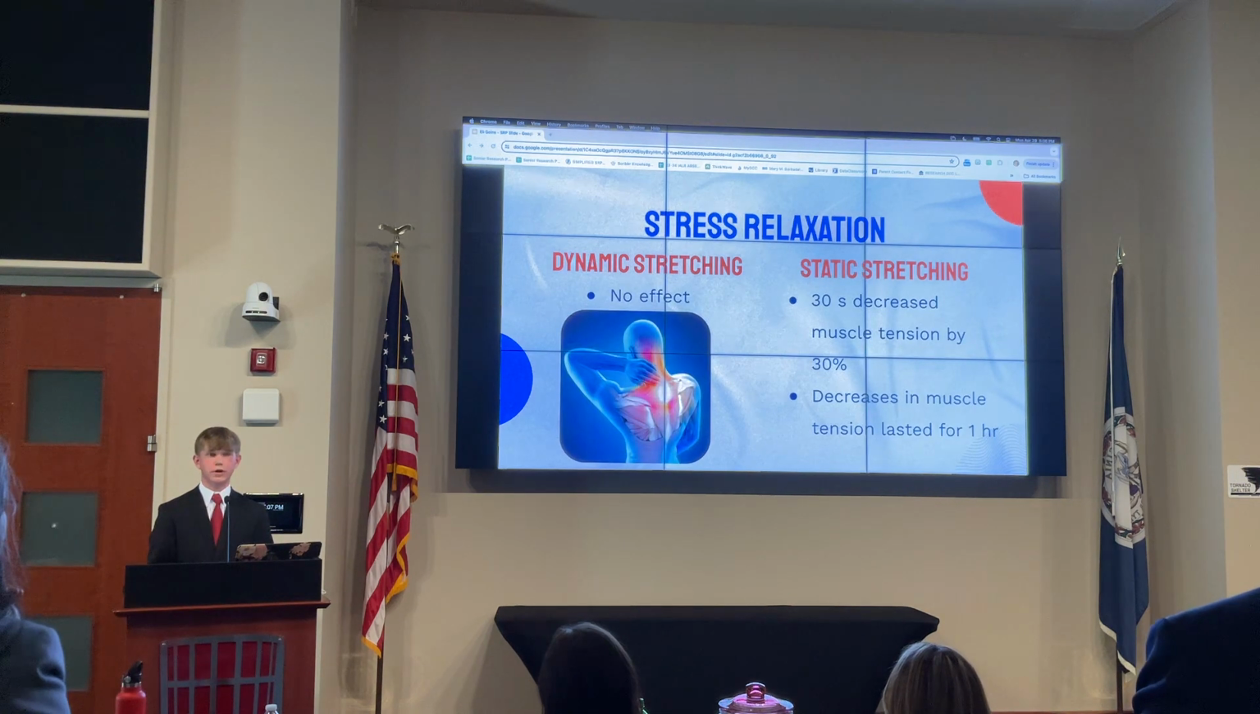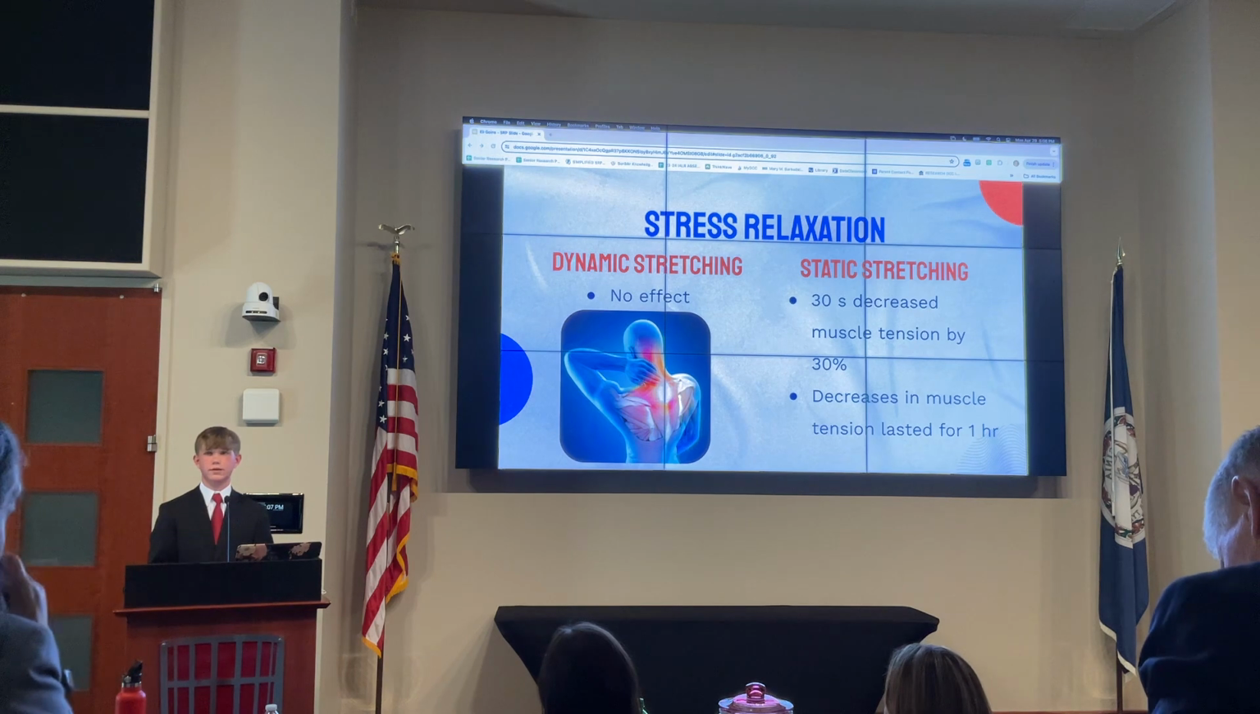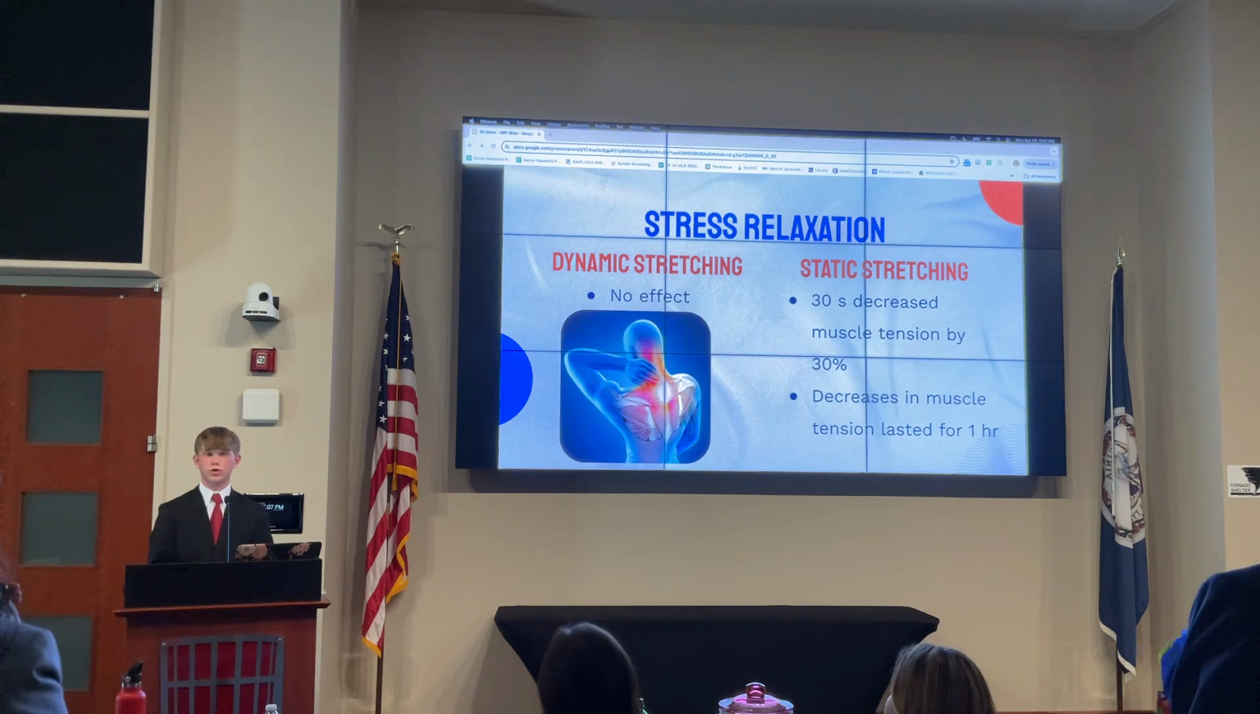As our muscles become tight, we stretch them to get loose, which is called stress relaxation. Stress relaxation is a loss in tension occurring when a muscle is stretched at a constant length. Stress relaxation is only found in static stretching, as static stretching is the only technique where a muscle is stretched at a constant length. A study found that holding a stretch for 30 seconds decreased muscle tension by 10 to 30%. They found that this decrease in muscle tension lasted for up to 1 hour.